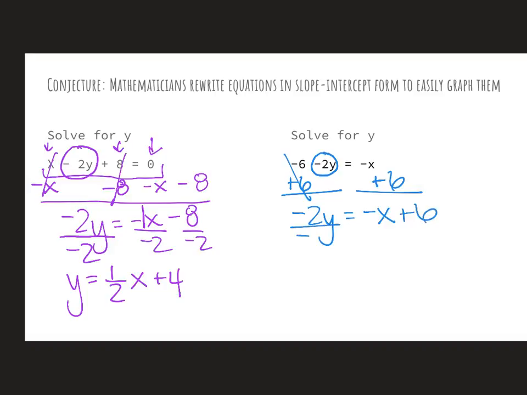Again, I'm going to isolate by dividing everything by negative 2. I have a 1 here. Negative divided by negative makes that 1/2 positive. Don't forget your x. Positive divided by negative makes this a negative 3.